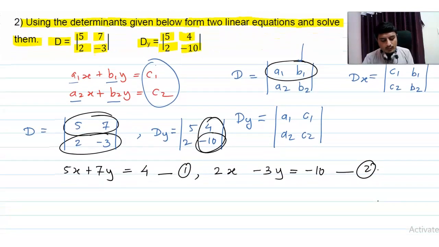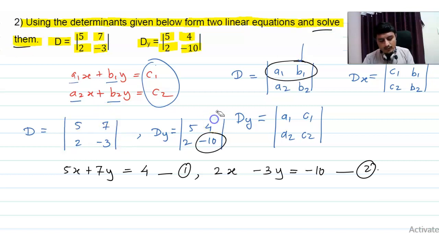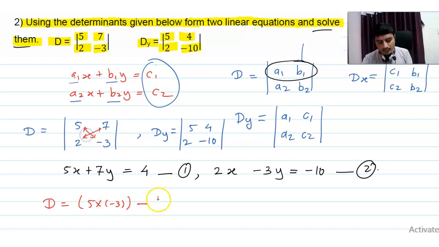So now we have to solve the given equations by using Cramer's rule, once we have the D and Dy values. Now to evaluate the value of D, what shall we do? First diagonal elements' multiplication, that means 5 into minus 3, minus the other diagonal elements' multiplication, that means 2 into 7. So 5 threes are 15, with the minus we have minus 15, while minus 7 twos are 14.